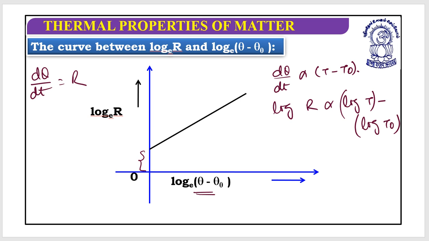I hope this is clear. And once this is a certain constant, that's why it is not going to be passed from the origin. Please do remember this. I hope this is clear. Is it clear?